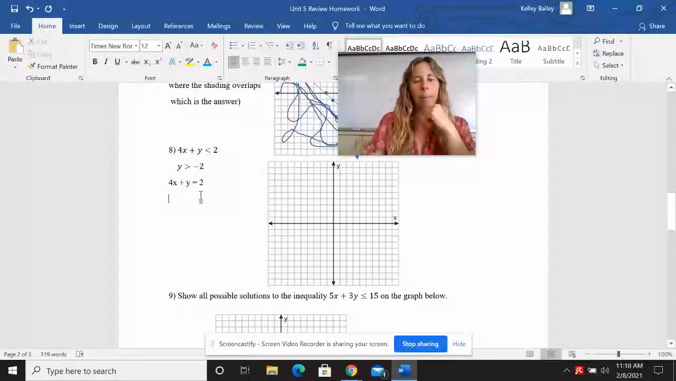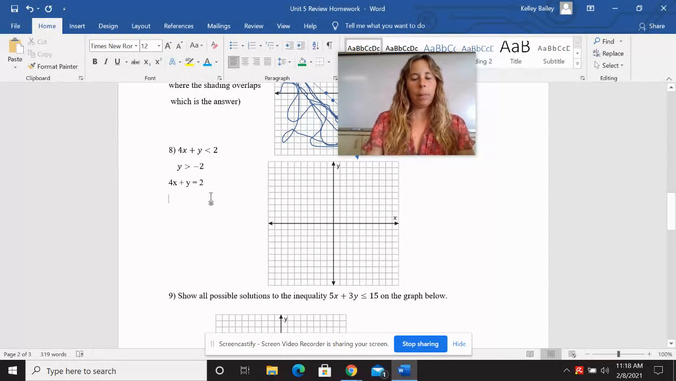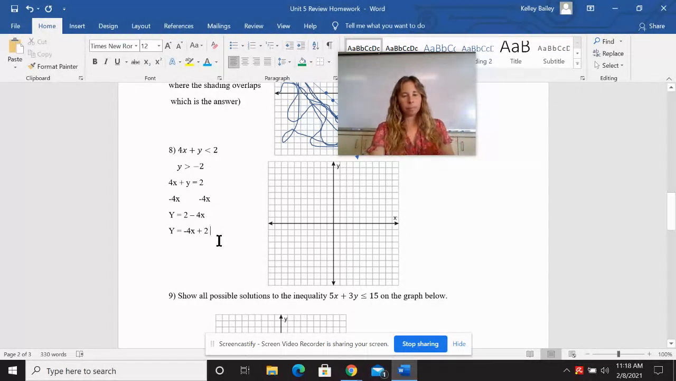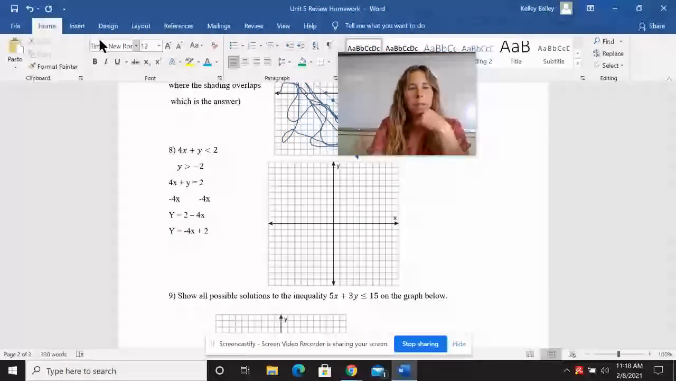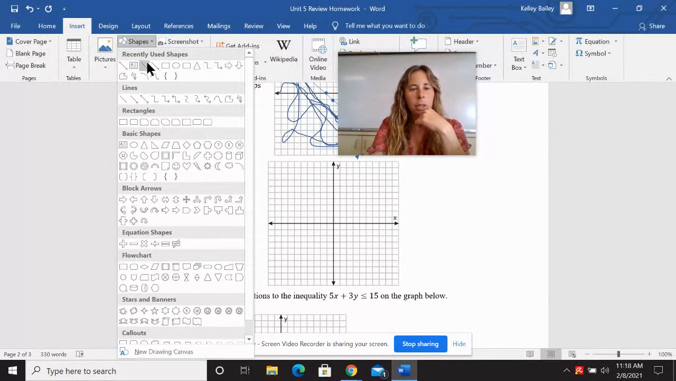So I want to get y by itself. To do that, I'm going to subtract 4x from both sides, to get y equals 2 minus 4x, and then I'm going to rewrite it. y equals negative 4x plus 2. Okay. Here we go. So now I can graph this line. So my y-intercept is 2.